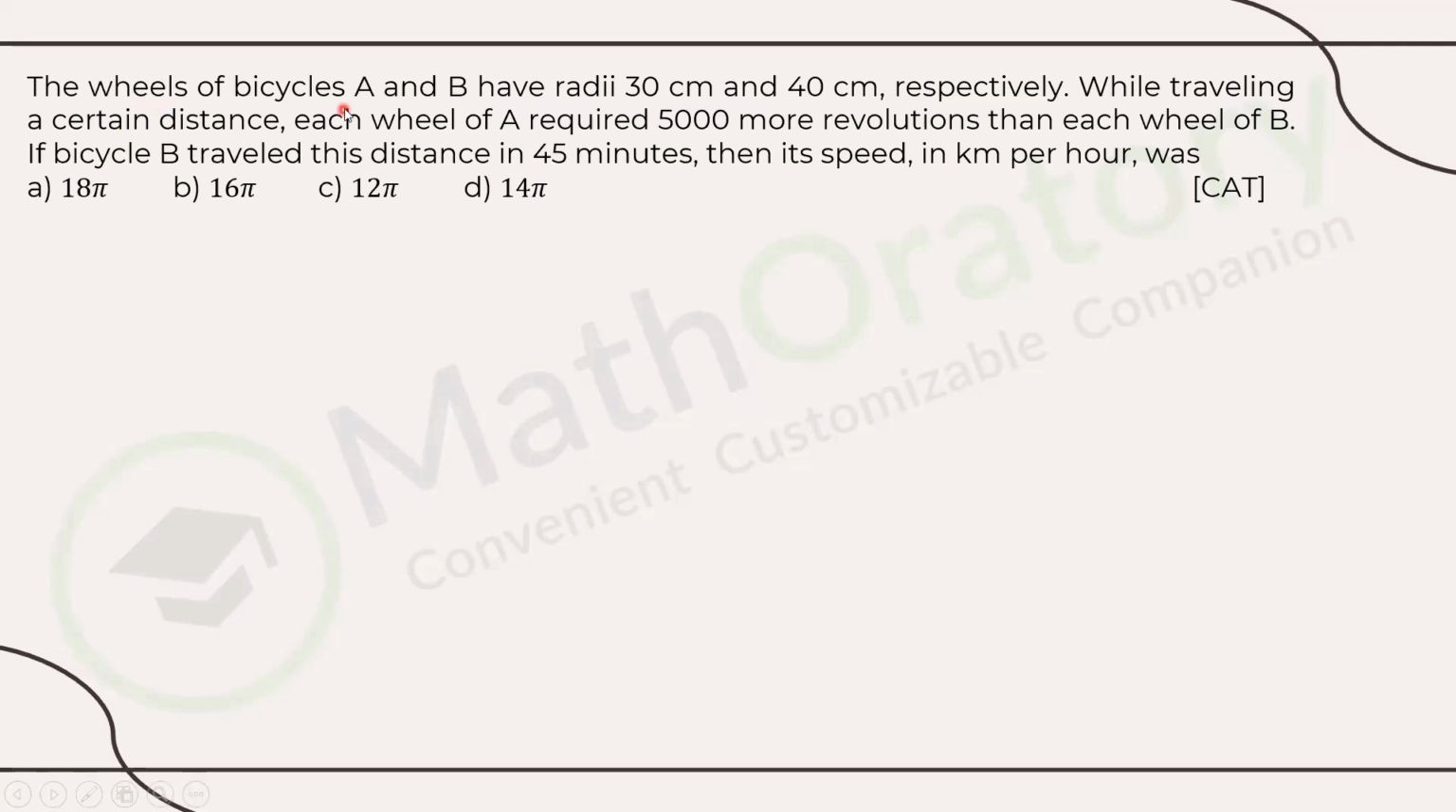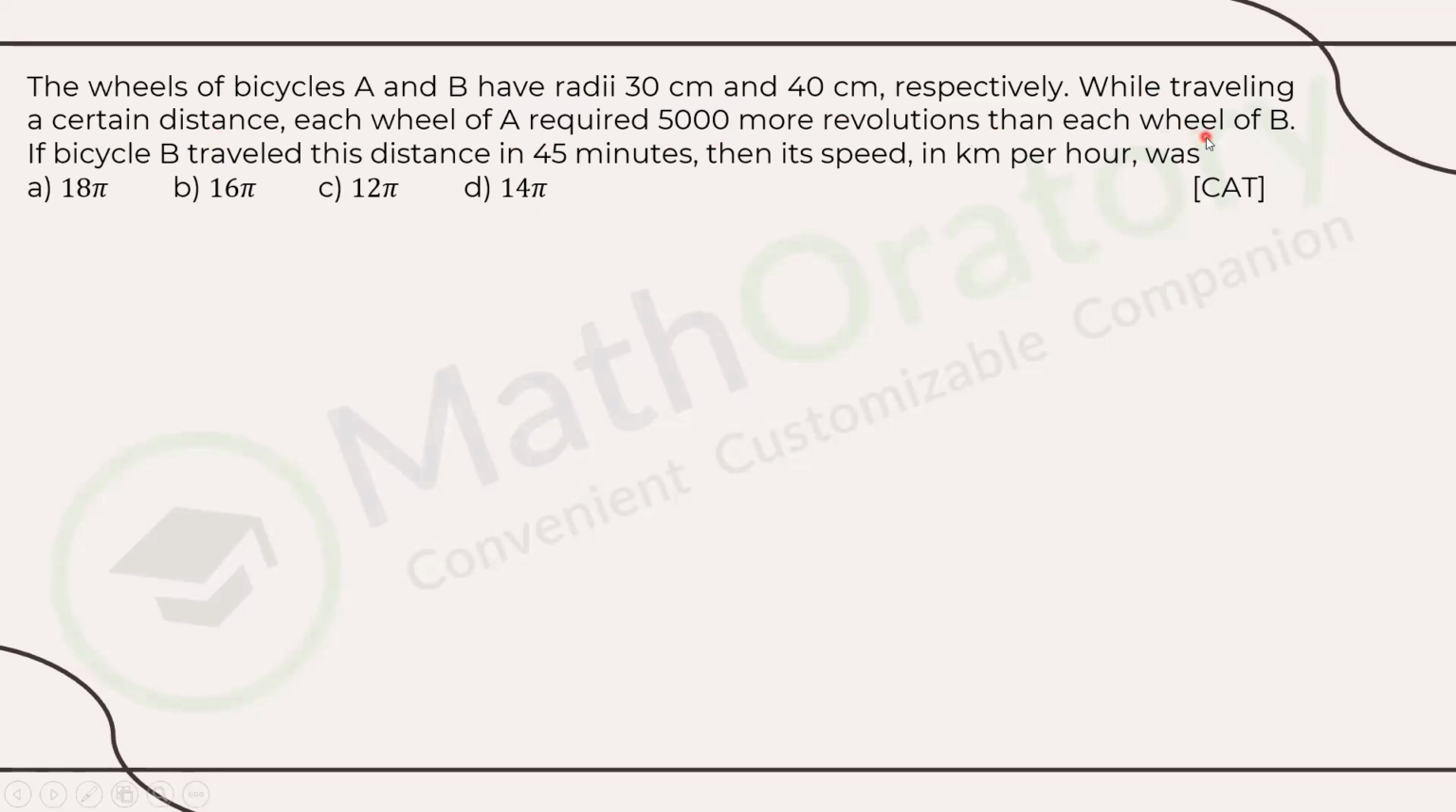So we have wheels of bicycles A and B. The radii of both are given respectively as well. While traveling a certain distance, each wheel of A required 5,000 more revolutions than each wheel of B. Now, the important thing to note here is this subtle way of saying it: while traveling a certain distance. That means both bicycles A as well as B must have traveled the same distance, right? While traveling that distance, whatever that is, each wheel of A required 5,000 more revolutions than each wheel of B.